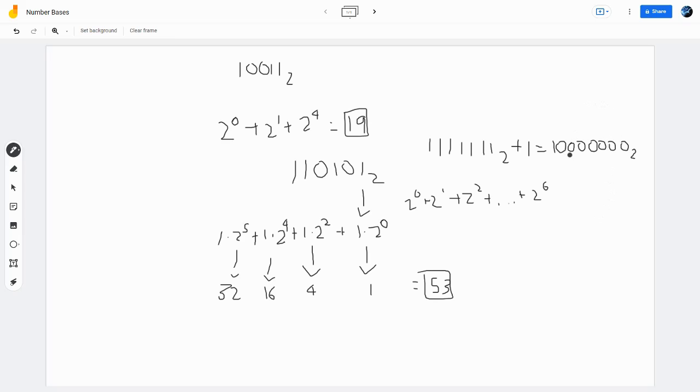So if this is what's happening, then, well, we can calculate this, right? And because this is the 8th digit right here, and there's a 1 and nothing else, well, this is just 2 to the 7th.